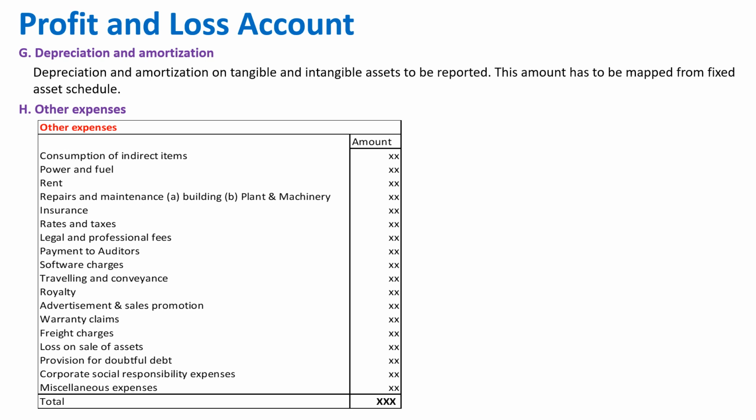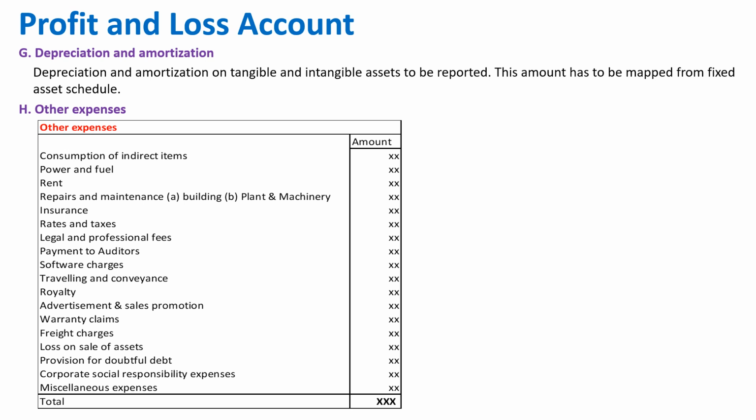Royalty: if you're paying royalty to your parent company or to a third party from whom you have taken the technology, then that has to be reported here. Advertisement and sales promotion expenses. Warranty claims: whatever warranty claims you have received, you have to keep in mind that any warranty claim which has not been settled has to be provisioned. That means you have to take a provision for that, not only what you settle. Freight charges, loss on sale of assets, provision for doubtful debts, or if there is a bad debt, you have to report it here.